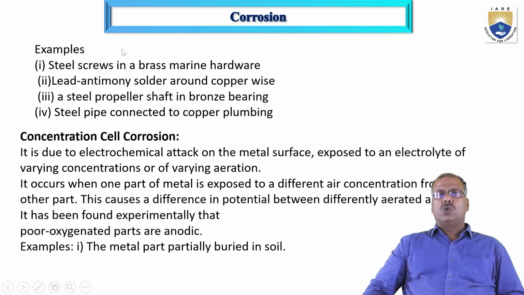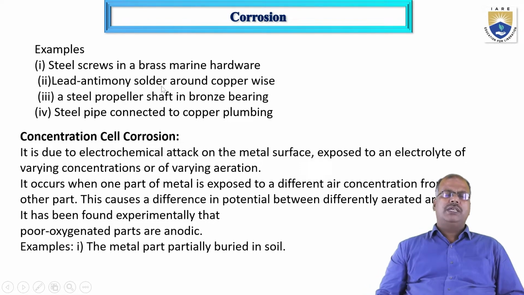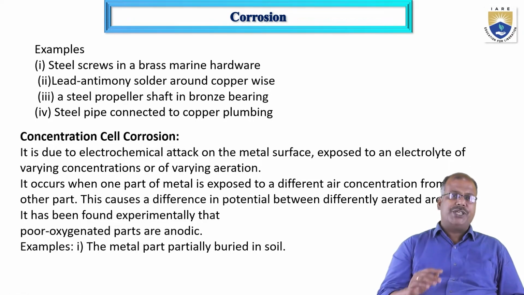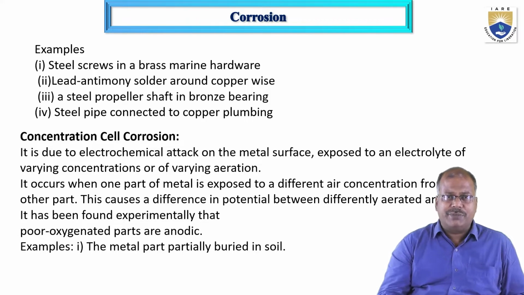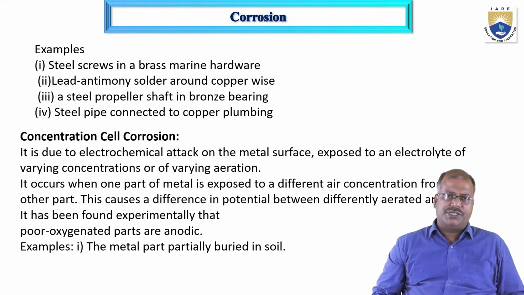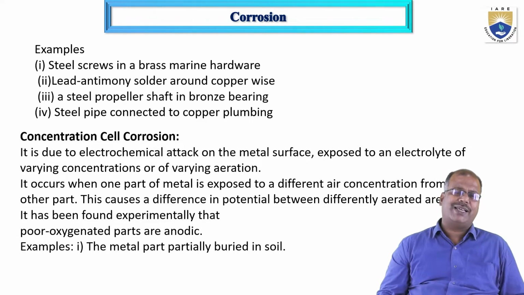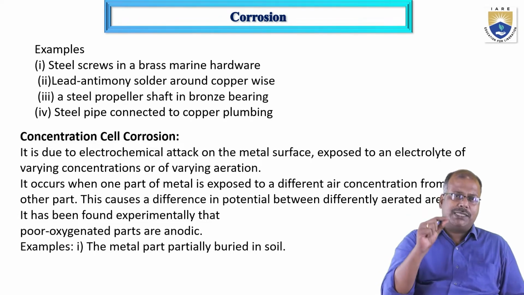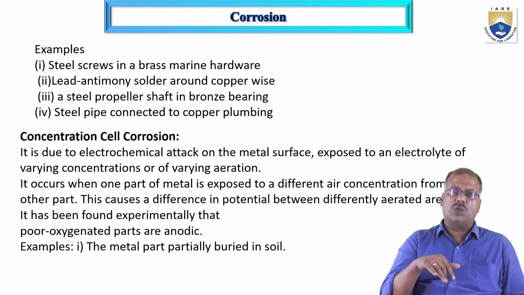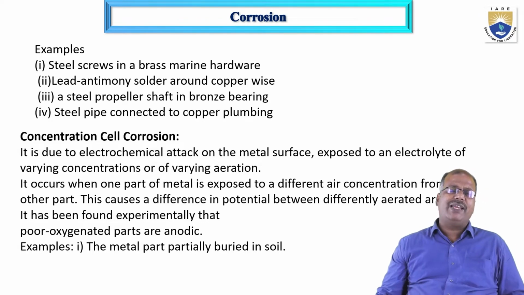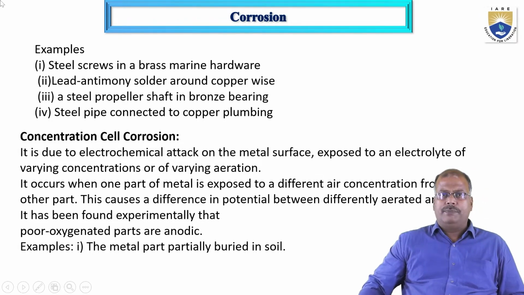Example, steel screws in brass marine hardware, lead antimony solder. One more thing, this galvanic series is arranged under the corrosion in marine condition, that means in a salt water condition. So in salt water, corrosion is maximum. So different metals and their alloys, how they undergo corrosion, based on that the galvanic series is made.